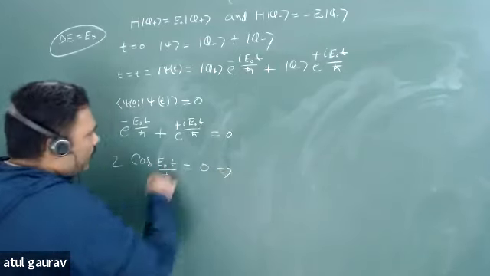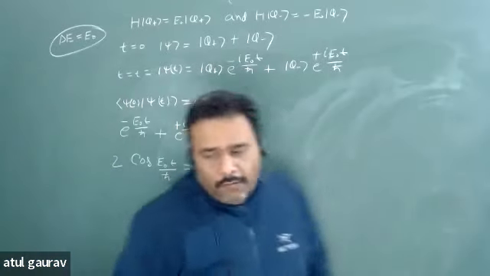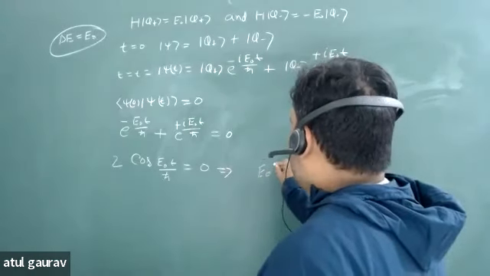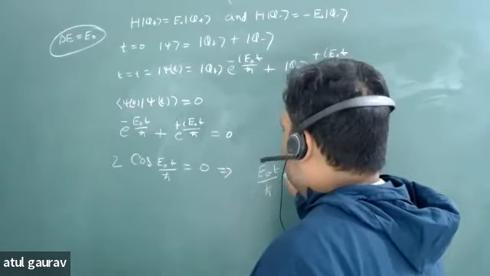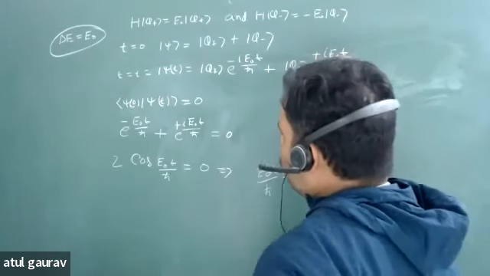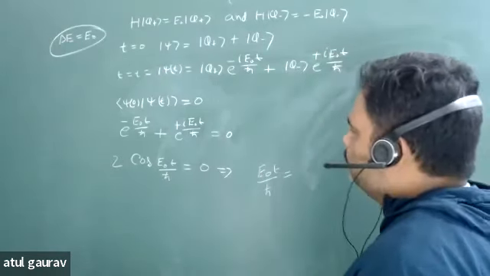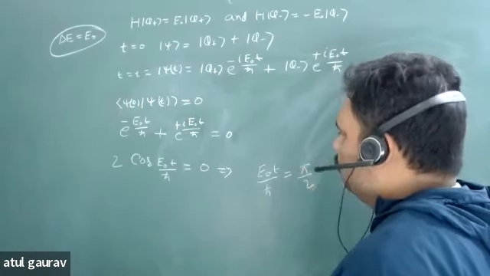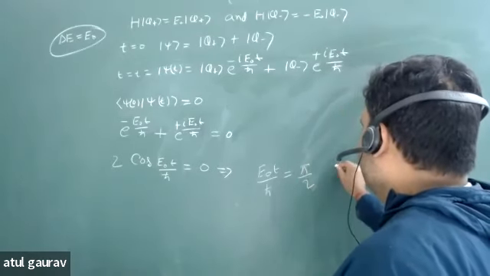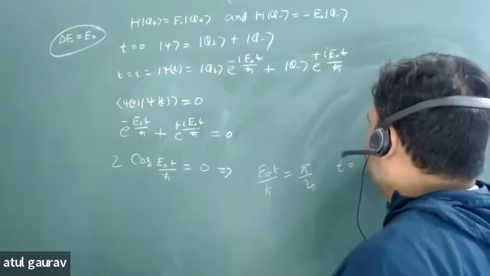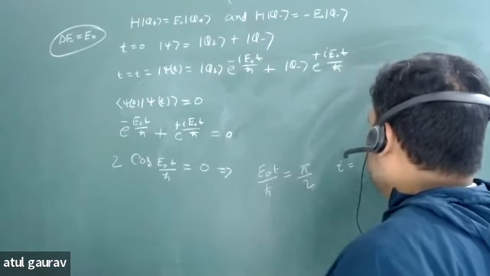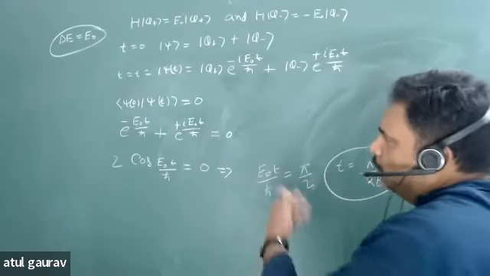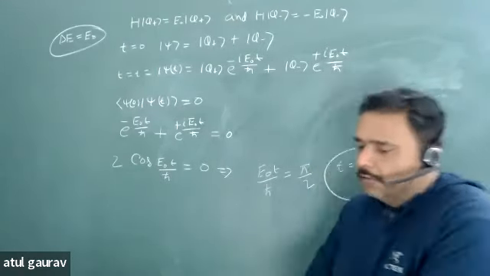And from here, you can easily calculate what should be the value of e naught t upon h cut. It must be equal to what? What will be the value? 2n plus 1, pi by 2. Yes, sir. So what will be the answer? So the answer will be pi h cut upon 2 e naught. So after this time, your psi t is orthogonal to psi 0.